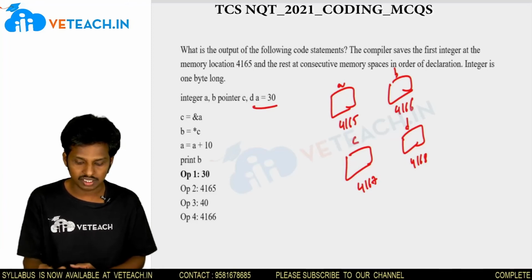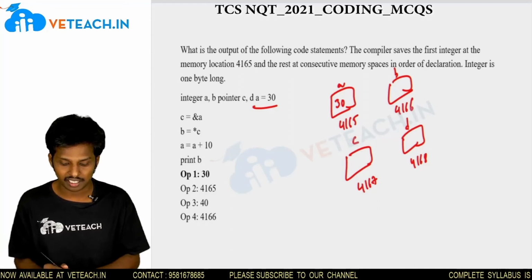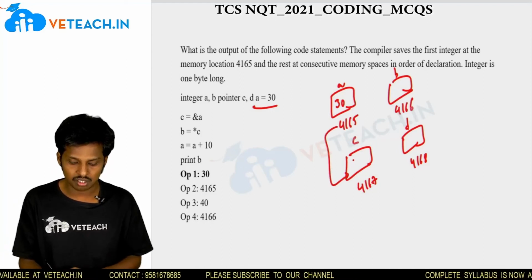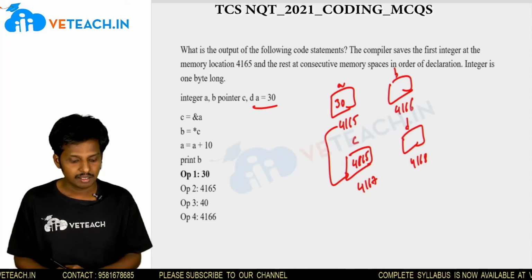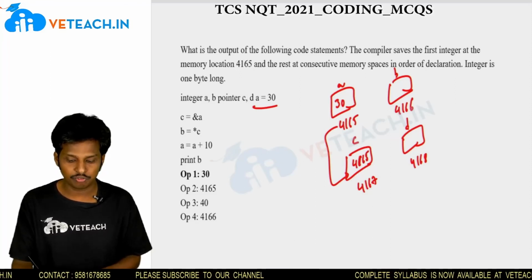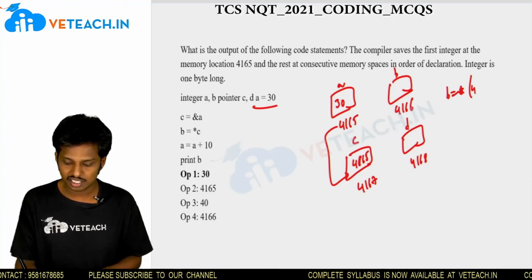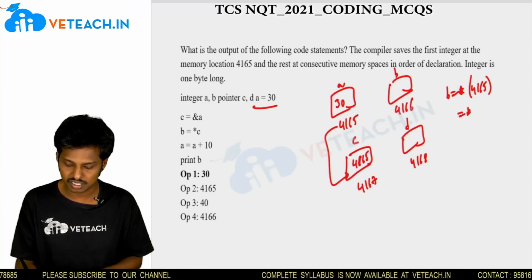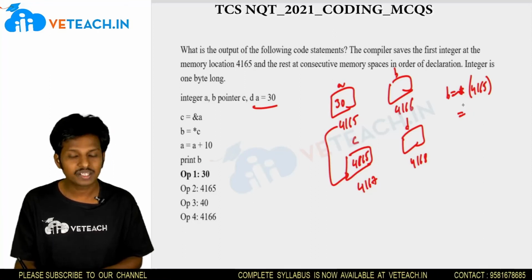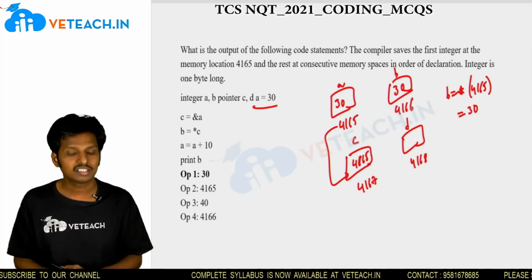A is equal to 30. The value of A was initialized to 30. C equal to address of A, so the value of C is initialized to the address of A, which is 4165. And then B is equal to star C. The value of B is equal to star of C, which is 4165, which is equivalent to star 4165, the value present at 4165, that is 30. So the value present in B is also 30.